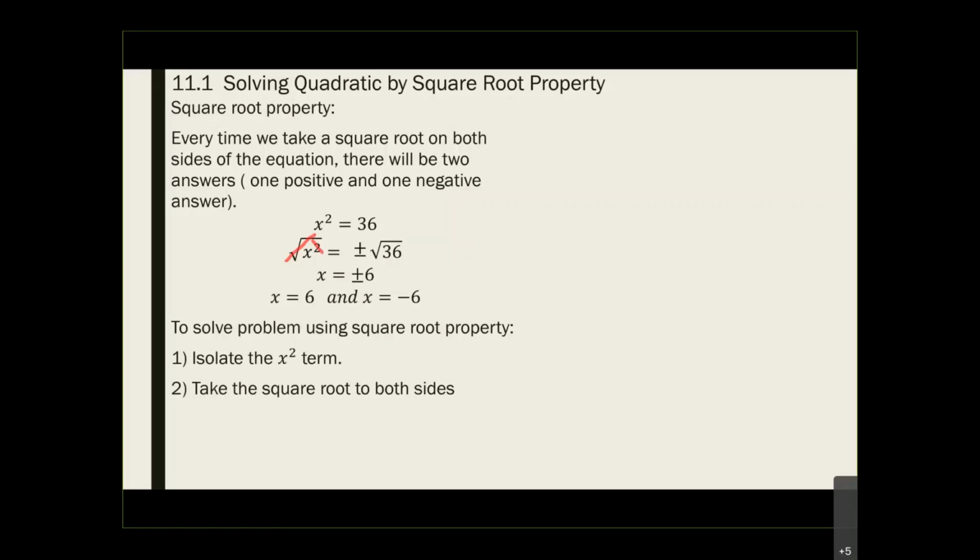This is different from the factoring method. With factoring, you have to set the equation equal to 0. Here, we have to isolate the x squared term. Then we take a square root on both sides, then you set up one positive and one negative answer, and then you solve for x.